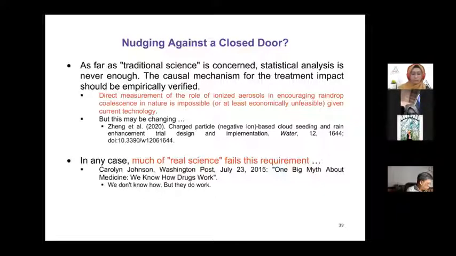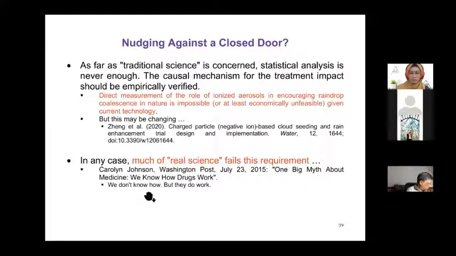So given current technology, we can't do it, but there is actually a trial going along at the moment in northwestern China which may in fact come out with some results in that respect. In any case, much of real science actually fails this requirement, even though it's said to be one.